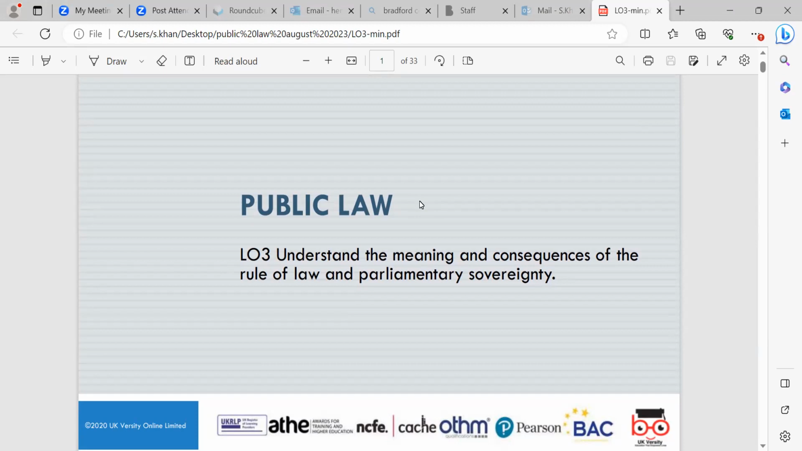We will be looking at learning outcome 3 today, which is to understand the meaning and consequences of the rule of law and parliamentary sovereignty. Firstly, I'm going to go through what we did in learning outcome 2, just a summary of what we did.